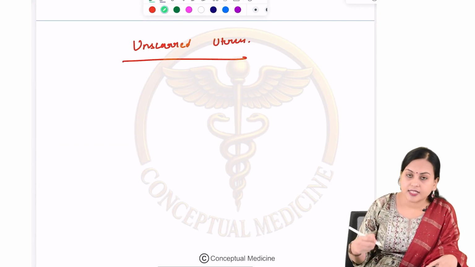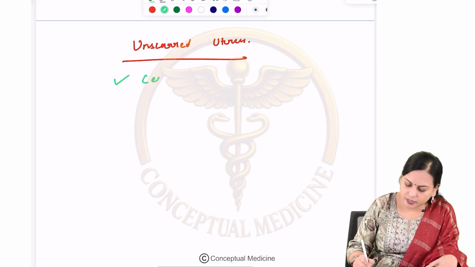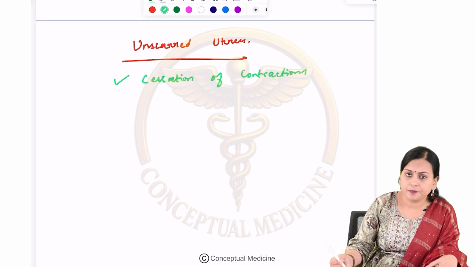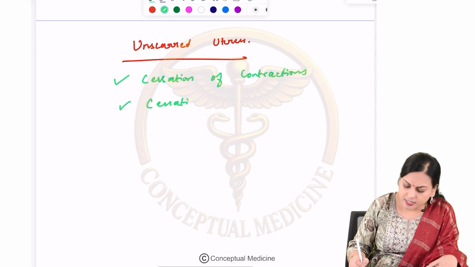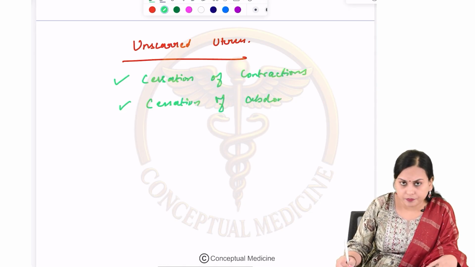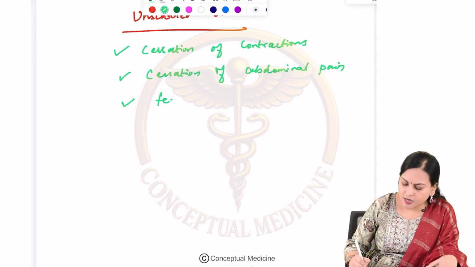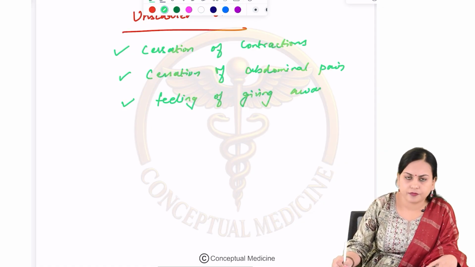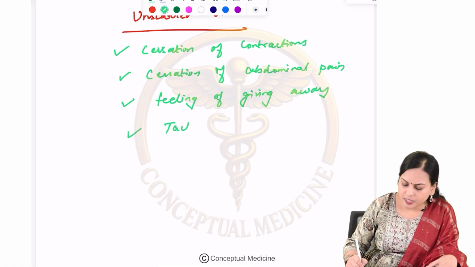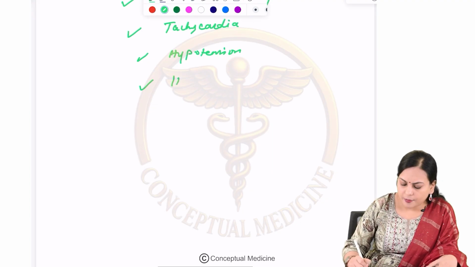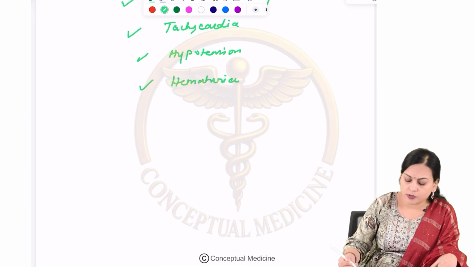Whereas in an unscarred uterus, there is cessation of contractions suddenly. Okay. Cessation of contractions suddenly, as well as cessation of abdominal pain in the mother. Okay. What she will feel is a sudden giving away type of sensation. Okay. There can be associated tachycardia or hypotension, and hematuria is also possible.